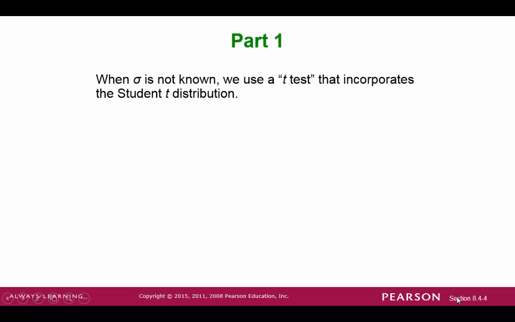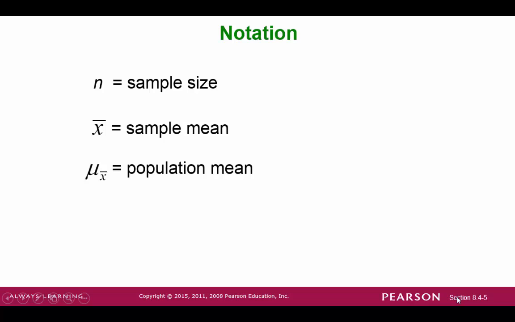Part 1. Testing the claim about a mean when the population standard deviation is not known. We will use a t-test. We should be familiar with the notation. n is a sample size, x bar is a sample mean, and mu is a population mean. We also would have s, the sample standard deviation.